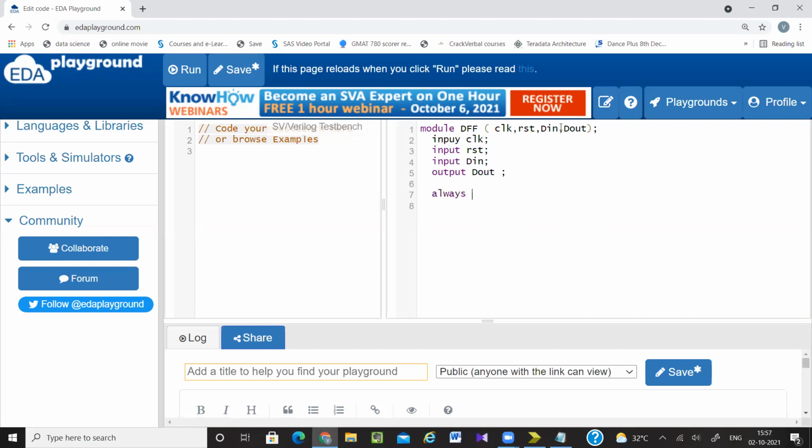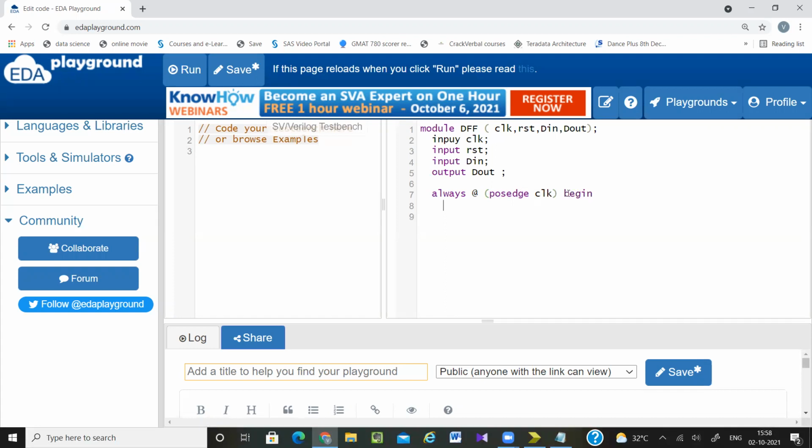So always @(posedge clock). Whenever you are designing any circuit, whether it is combinational or sequential, if you are designing the circuit using an always block, you have to take care of the sensitivity list. Sensitivity list means your output depends on which signal. As it is a flip-flop, the output will change only at the edge of the clock. That's why I have just written posedge of clock. No other signals should be here.